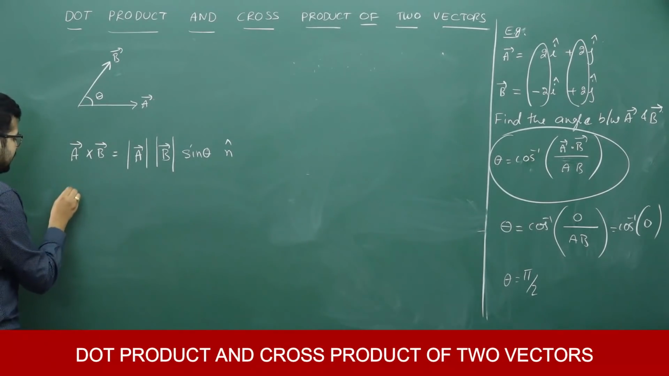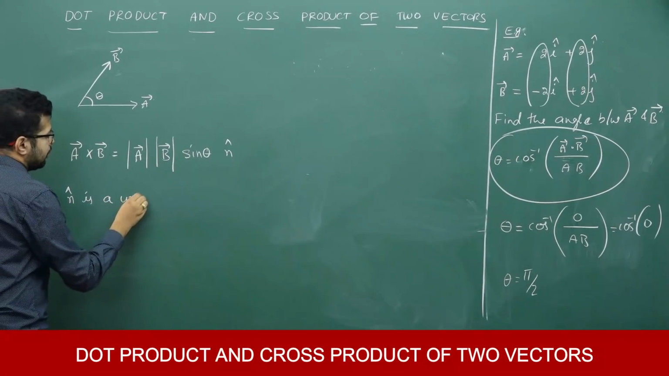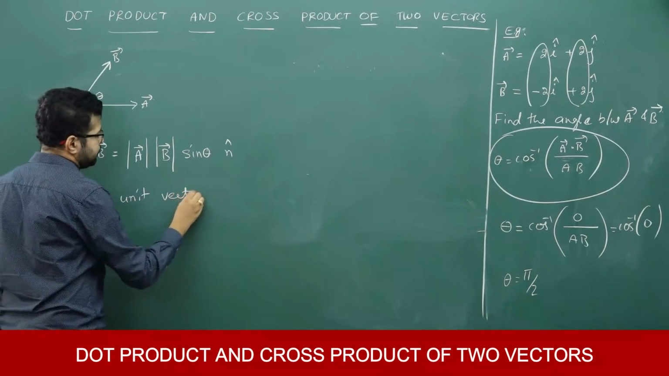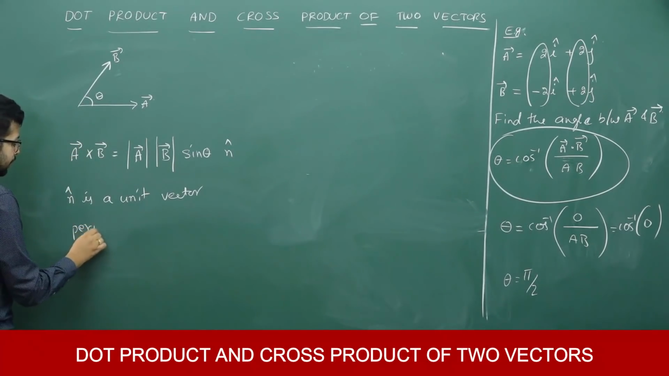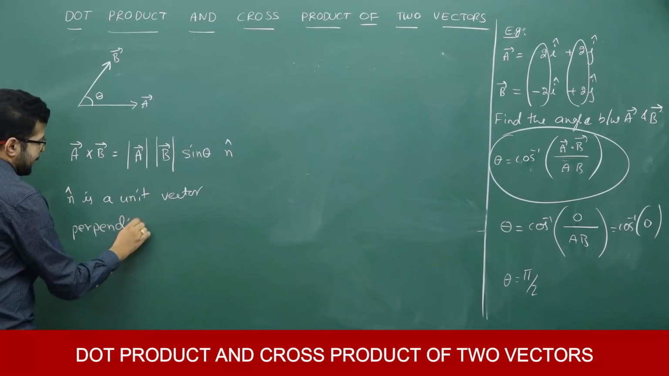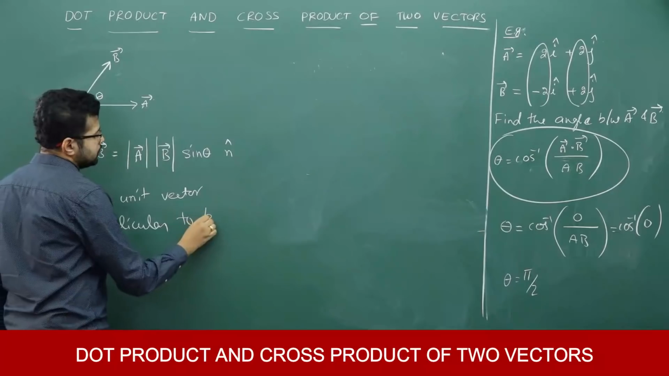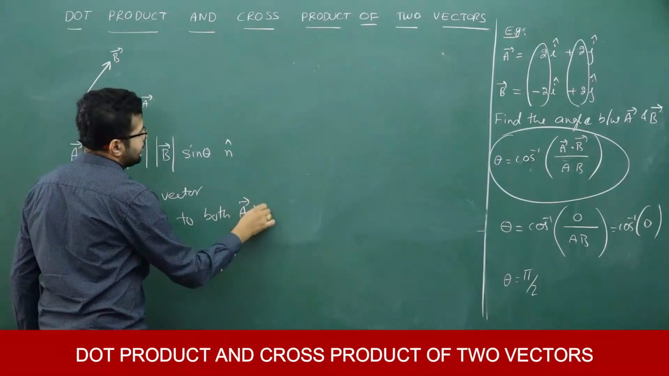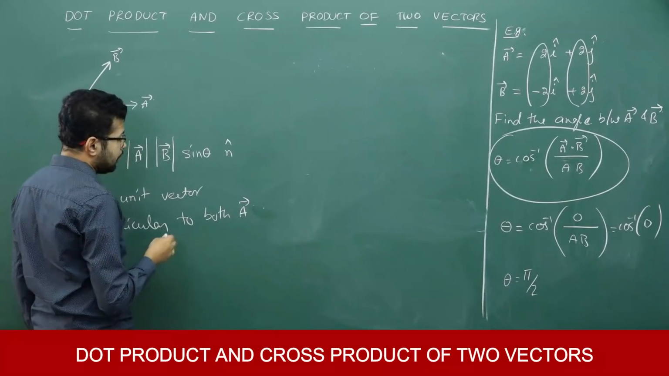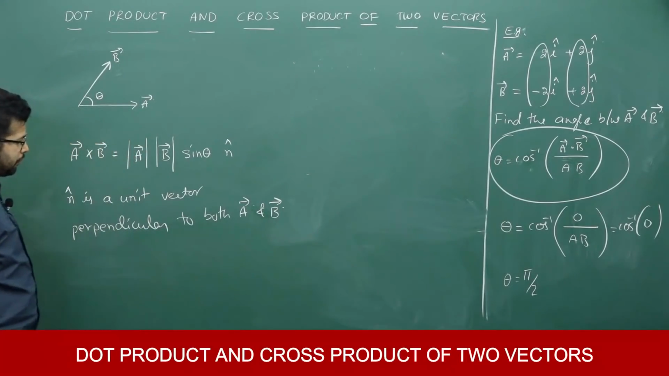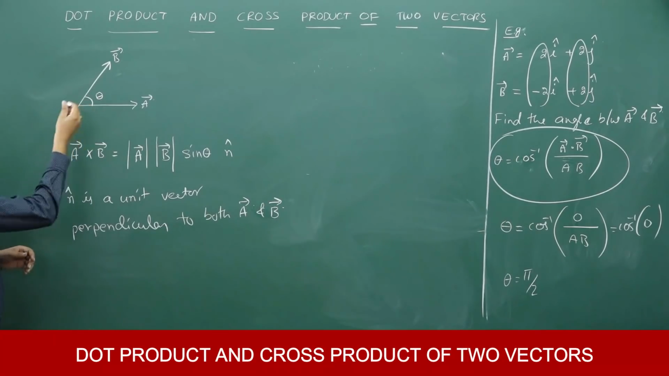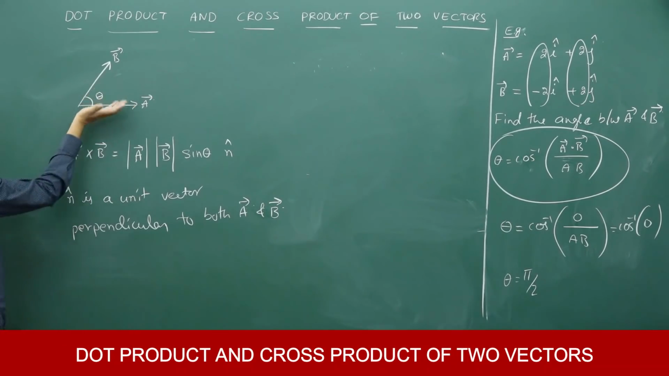What is n cap? N cap is a unit vector perpendicular to both A and B, or perpendicular to the plane containing A and B. What does it mean? What is the direction of A cross B? A cross B will be towards you. If this is A, this is B, A cross B should be perpendicular to A and B.